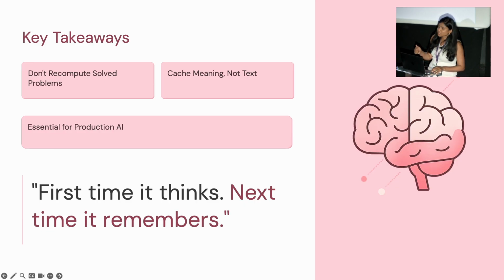Second, cache meaning, not text, because exact matches in conversational systems are rare, and we use natural language which can be messy. So if you cache meaning instead of text, we can reuse most of the answers. And last, semantic caching is not optional. It's not a nice to have. It's a required layer for all production AI systems.